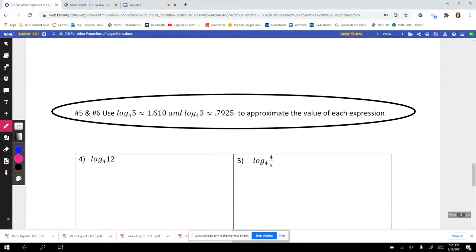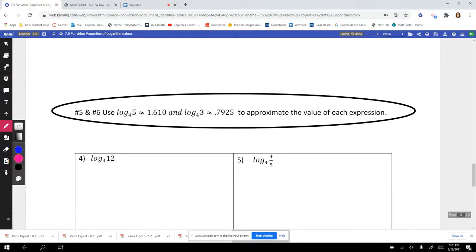Okay, on these next two, instead of just giving you one log to work with, I'm giving you two. The other thing I can remember is that log base 4 of 4 is equal to 1. So I need to get something that somehow multiplies, adds, or divides 3, 5, and I can also use 4.